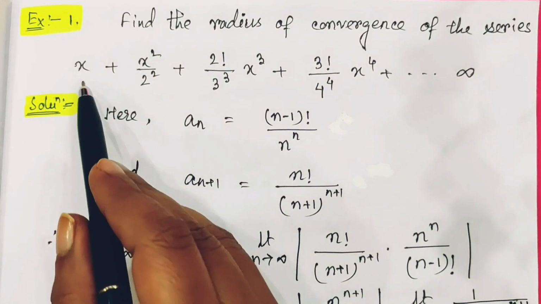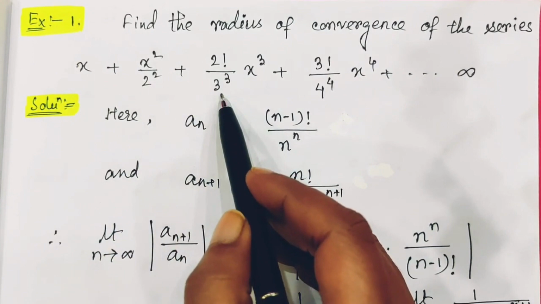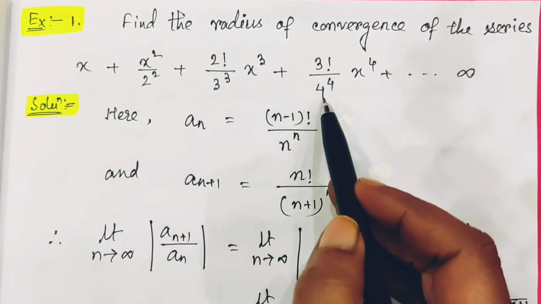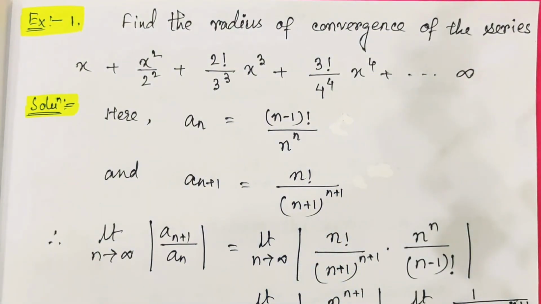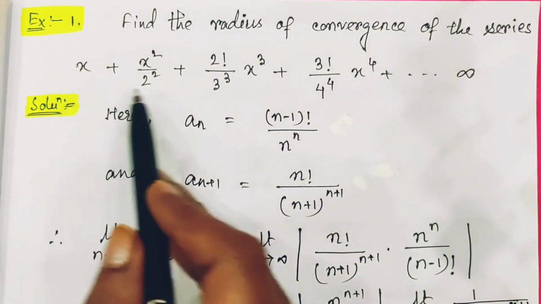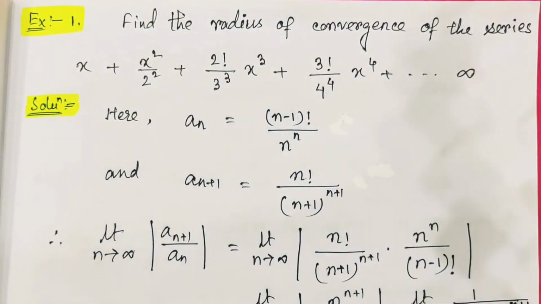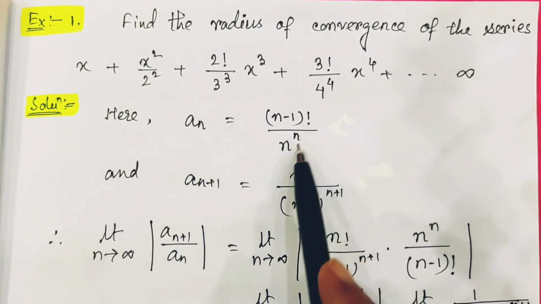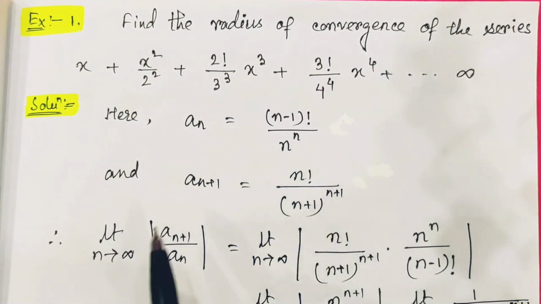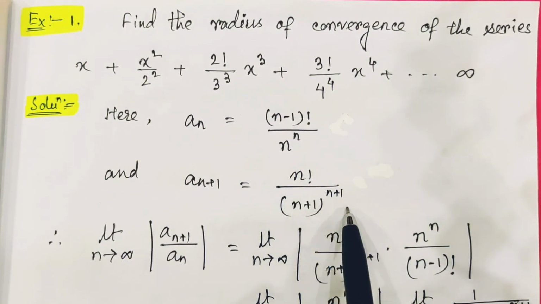The given power series is x plus x square by 2 square plus 2 factorial divided by 3 cube x cube plus 3 factorial by 4 to the power 4 x to the power 4, and so on. Obviously this is a power series, because whenever the terms involve x, x square, x cube, x to the power 4, it is a power series. First of all we should find the an here. So an is n minus 1 factorial divided by n to the power n, and an plus 1 is definitely n factorial by n plus 1 to the power n plus 1.